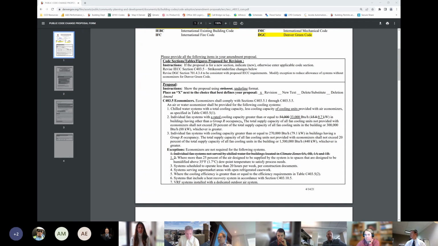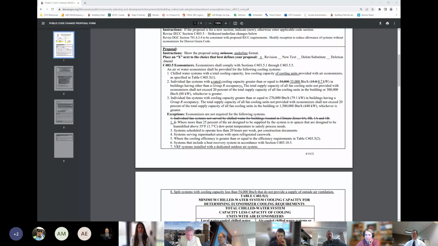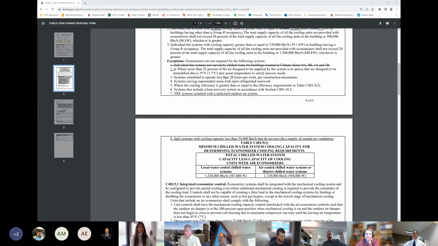Most of these exceptions, 1 and 3 through 6, were kept as is. So I'll just go through these quickly. Where more than 25% of the air is designed to be provided to spaces that are to be humidified above 35-degree dew point temperature to satisfy process needs. So 35, that's a relatively low dew point.